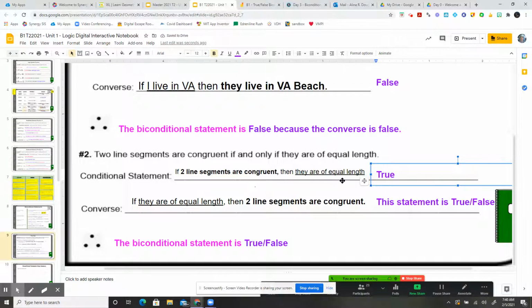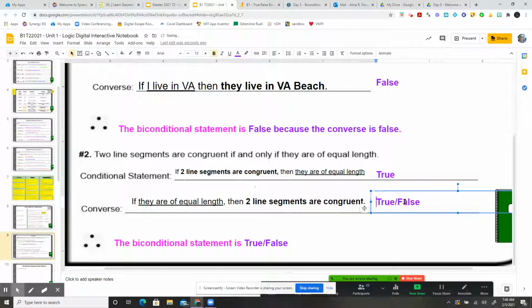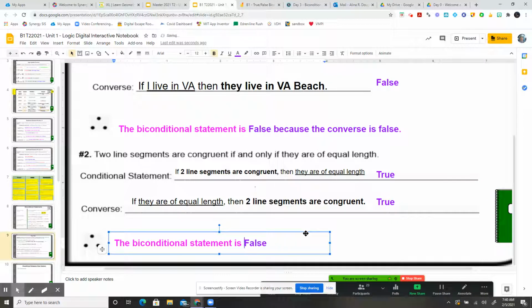So if I turn that around and I change the order and write the converse, if they are of equal length, then two line segments are congruent. Is that true or false? True. This is a definition of congruent line segments. So definitions are almost always biconditionals. So if the conditional statement is true and the converse is true, then the biconditional is also true.